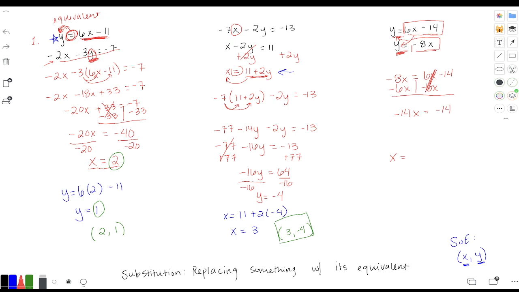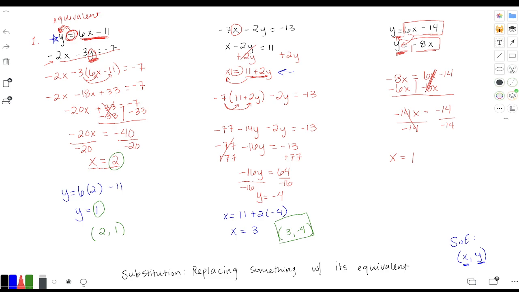We now have an x on one side of the equal sign and not on the other. So all we have to do now is isolate the x completely. This negative 14 is being multiplied to that x, so we can divide it. And it will cancel it out on this side, and we will be left with x equals negative 14 over negative 14. So negative 14 divided by negative 14 is 1.